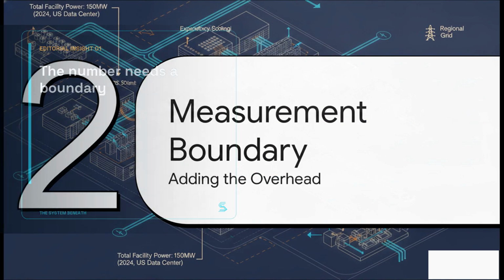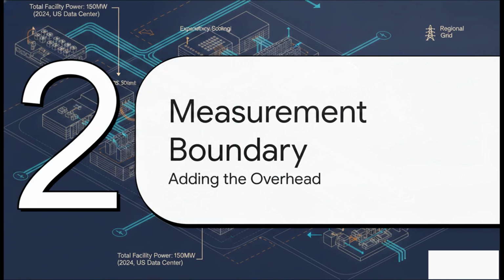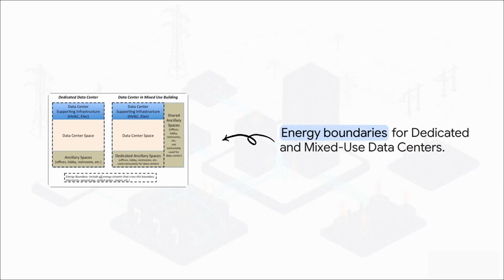We have to zoom out to the facility measurement boundary because we can't just look at the computer chip in isolation. What's really fascinating here is how clearly organizations like the EPA and Green Grid establish these exact measurement boundaries. When you map out a dedicated data center or a mixed-use building, you have to audit every single energy stream. We're talking about chilled water, natural gas, power conversion losses, the whole shebang. Because if you're only measuring the electricity going directly into that AI chip, you are missing a massive chunk of the physical reality.